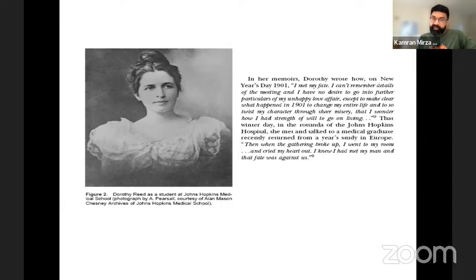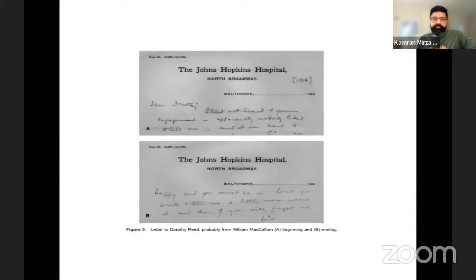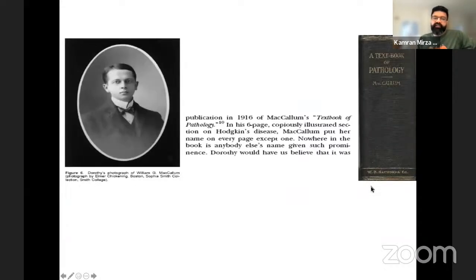However, there's a romantic twist to this whole story. At Johns Hopkins, she was actually courting another one of the physicians, and his name was William McCullum. And we found out, this is in the early 1900s, I guess it's 1906, that they were writing letters to each other. He was signing them off as W. And with her leaving Johns Hopkins, their affair ended.